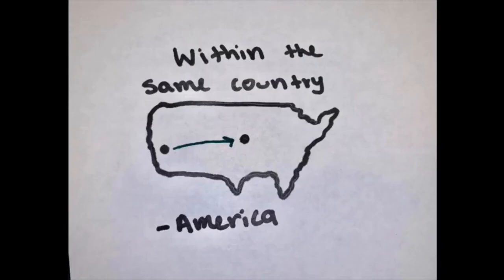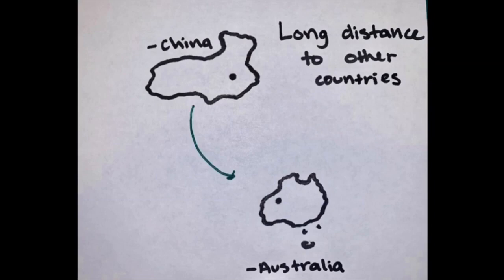The first law is that most migrants relocate at a short distance and remain within the same country. The second law is that long-distance migrants move to other countries for major centers of economic activity.